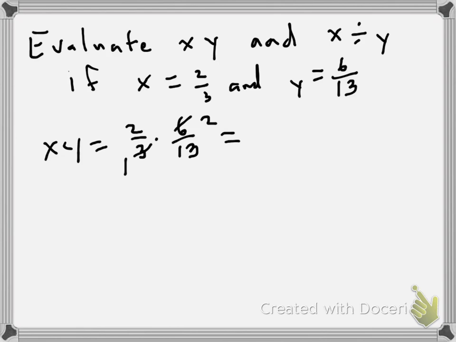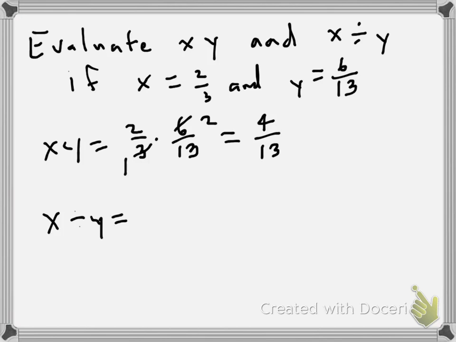So I'm ready to do my multiplication. I'm going to go straight across the top. 2 times 2 is 4. Straight across the bottom, 1 times 13 is 13. And so 4/13 is going to be my product there. If I want to do the other one, x divided by y.